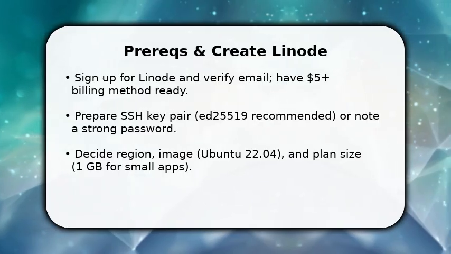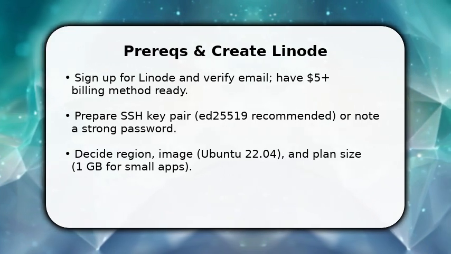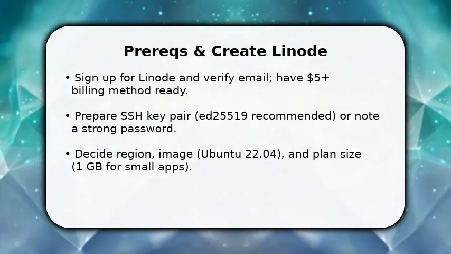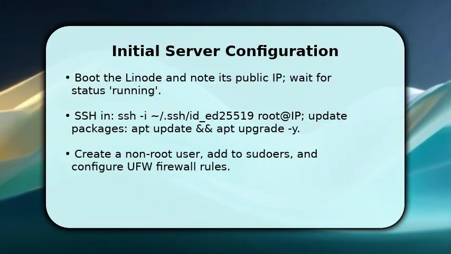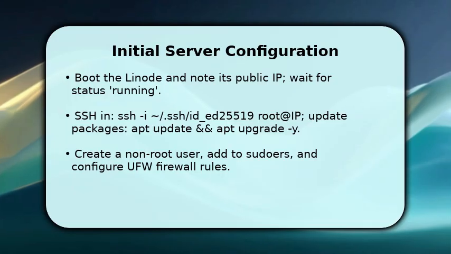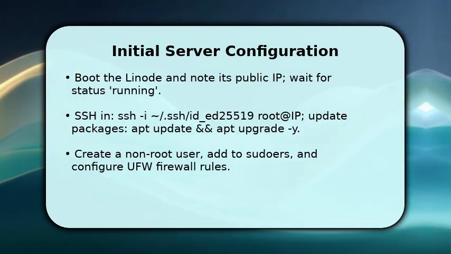Make sure to name the Linode clearly so you can find it later, and enable backups if you want automatic snapshots. Once the Linode is running, grab the public IP and SSH in as root with your key. Update the system immediately to apply security fixes. Use apt update and apt upgrade -y.